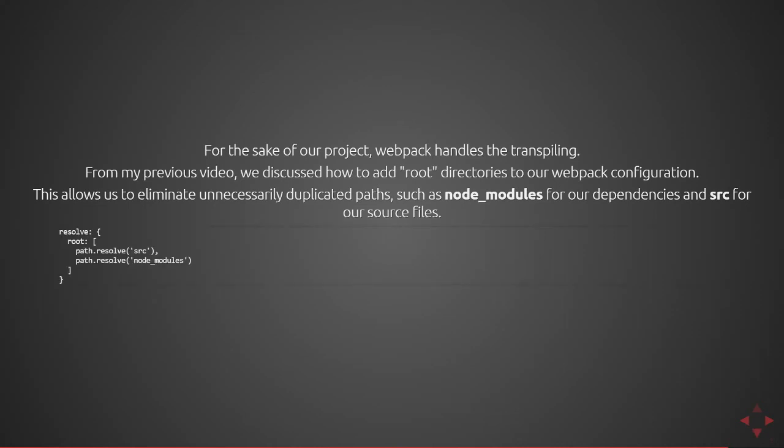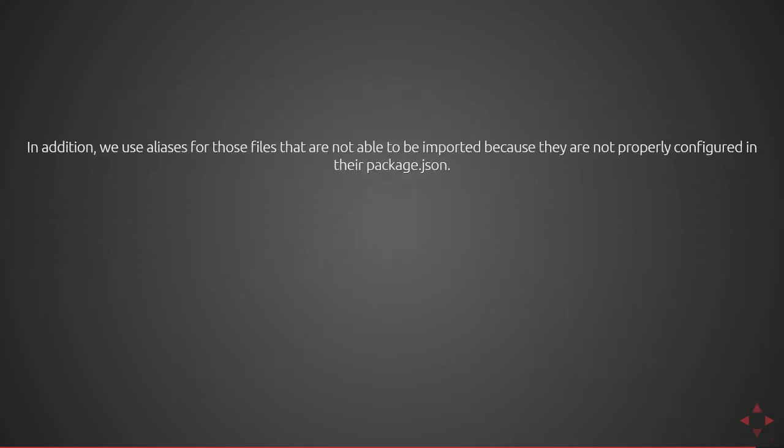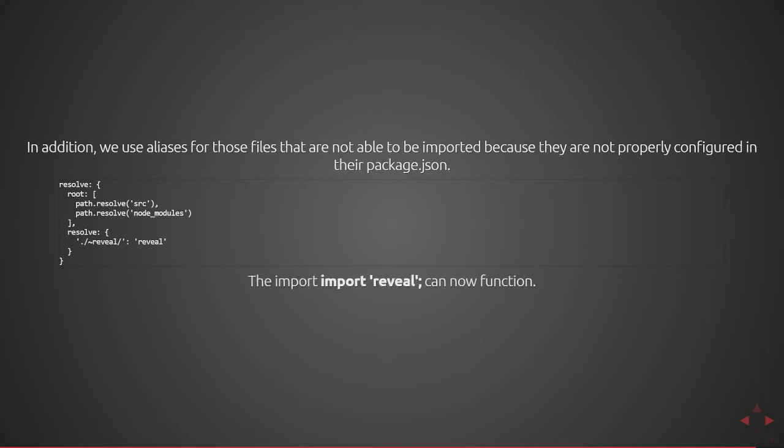Here is that configuration. In addition, we use aliases for those files that are not able to be imported because they're not properly configured in the dependencies' package.json. Here we alias reveal, for instance, so that if I were to do an import of the reveal project, it will now function as we intend. You can also use this to rename packages to more convenient strings such as reveal without the tilde.